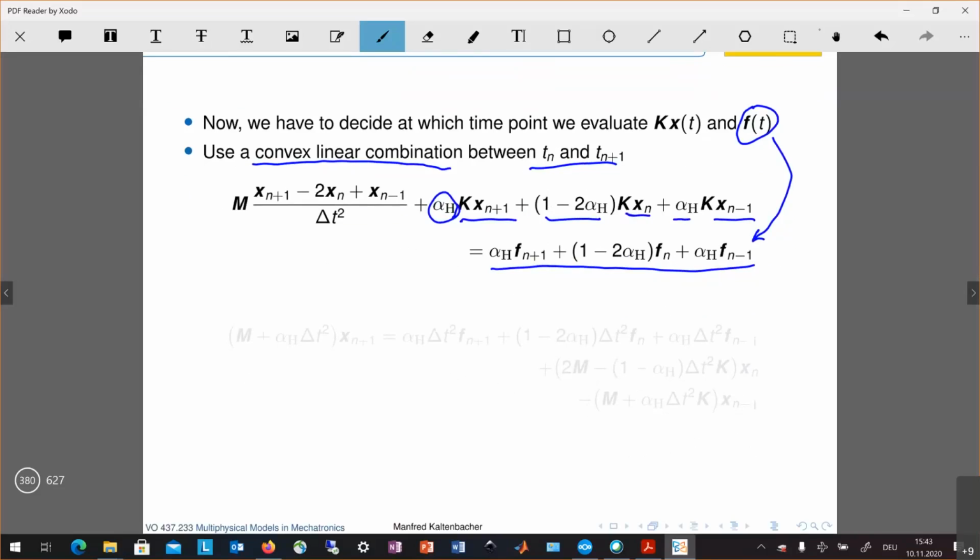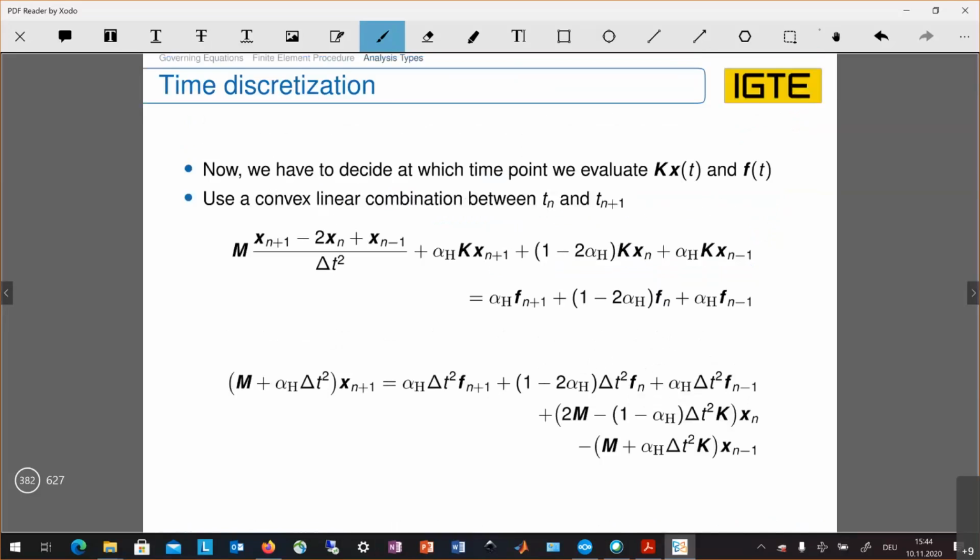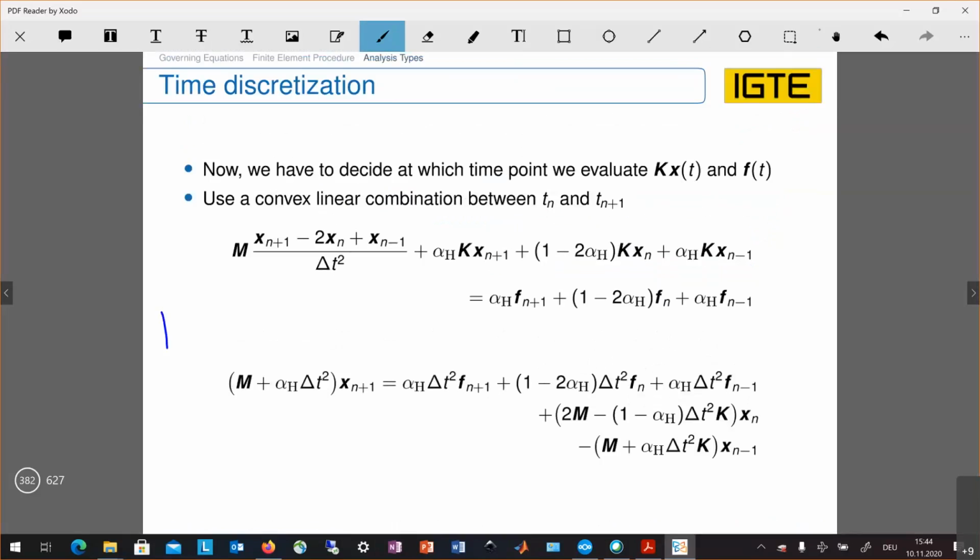And now we collect all our terms with the new mechanical displacements we want to compute at time step n plus 1 on the left-hand side, and all the others we put to the right-hand side, because we assume that we already know the mechanical displacements at time step tn as well as time step tn minus 1. Then we get this system as shown here with one big mistake. I just see here it should be the stiffness matrix clearly, otherwise it makes no sense.